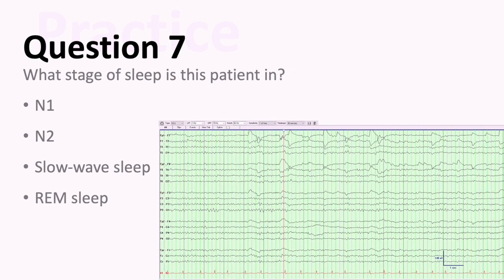Question 7. What stage of sleep is this patient in? Remember again to look for identifying features of different sleep stages. If you answered REM sleep, you'd be correct. Notice that the patient has horizontal ocular eye movements and you don't see any myogenic artifact or other features of wakefulness.